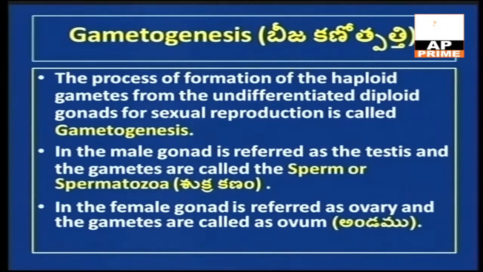The formation of sperm or spermatozoa from the male gonad, that is testis, is called spermatogenesis, and the male sex cell is called sperm or spermatozoa or shukrakanamu. And the female reproductive gonads are referred to as ovary, and the formation of gametes from the ovary is called ovum, and the process is called oogenesis.